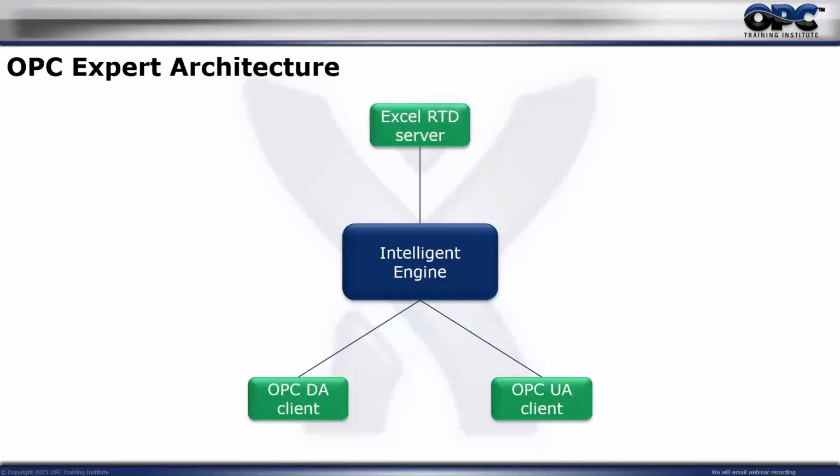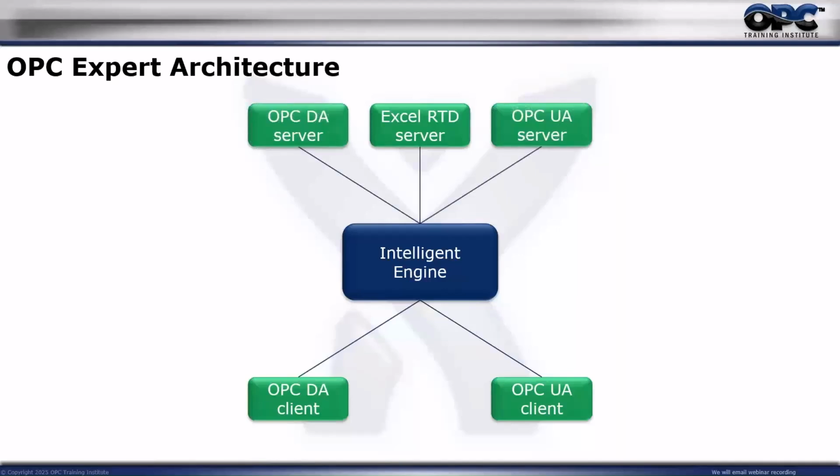Now, because we're talking about Excel, we're going to show the Excel RTD, the real-time data module, and that's how you get data to Excel very, very efficiently. No more DDE required. But you can also send the data out via OPC DA or UA. And this, by the way, is how OPC Expert has a built-in data converter. You can ingest data with OPC DA and send it out with OPC UA, or receive OPC UA and send OPC DA.